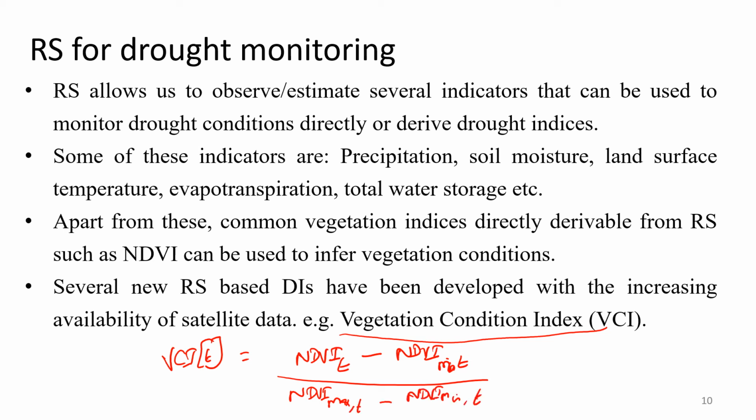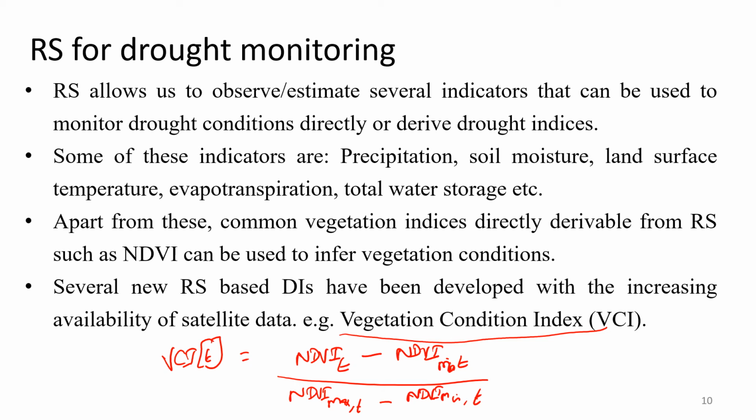Say for example, I am calculating vegetation conditions for the month of July 2020. If I have a long climatological, say a satellite record of the past 10 years, I can calculate for July what is the minimum value of NDVI observed over a pixel. Similarly, what is the maximum value of NDVI observed over a pixel. I will have a maximum and minimum value from the time series.